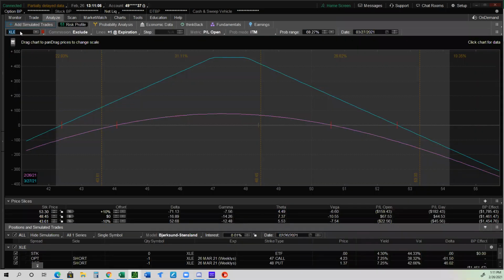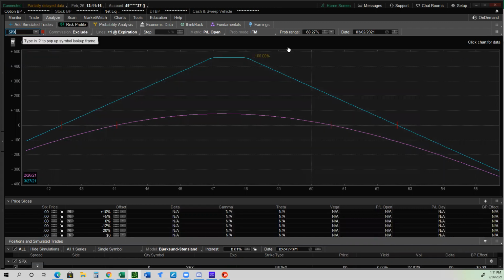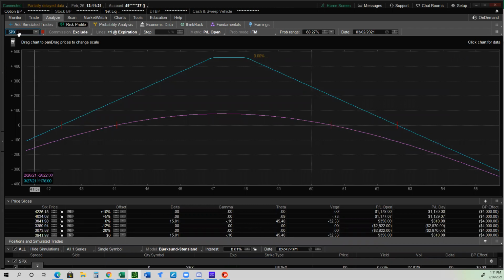But let's just look at our SPX trade. How safe are we? SPX. No, that ain't the SPX. Let's see. Come on. Fix it up. SPX. Single symbol. High simulations. What does not look right? Why does that not look right? Hold on. There's something showing up that shouldn't be showing up. Let's see what we got.